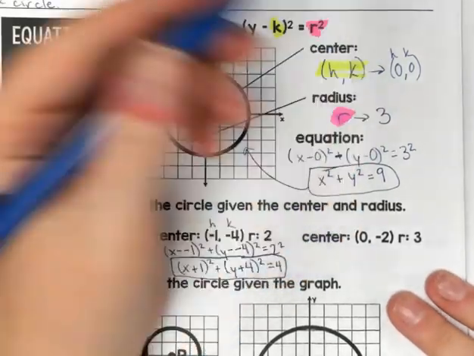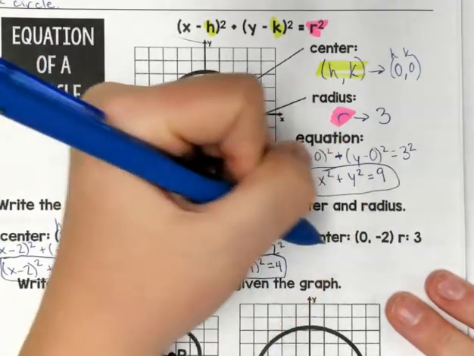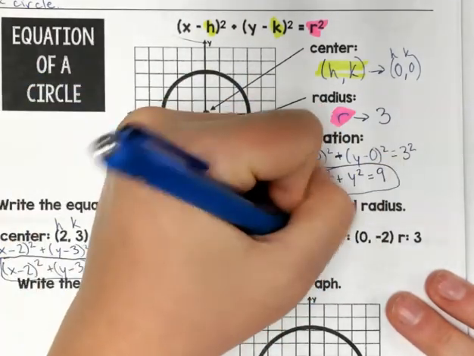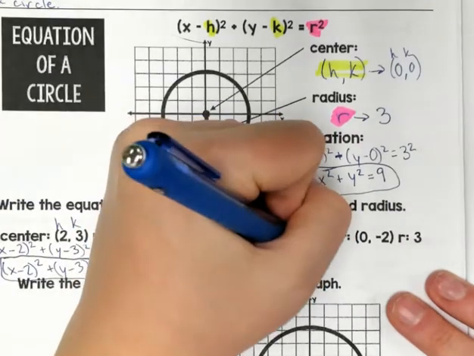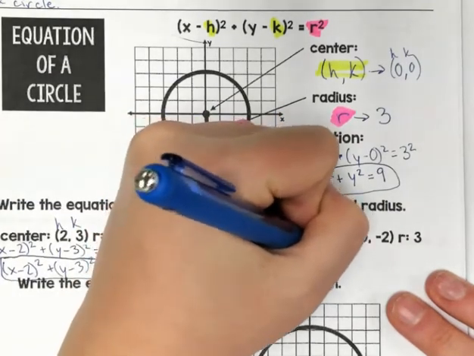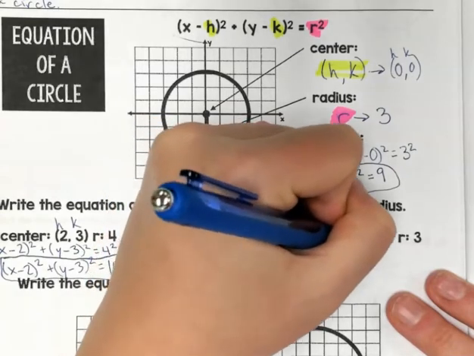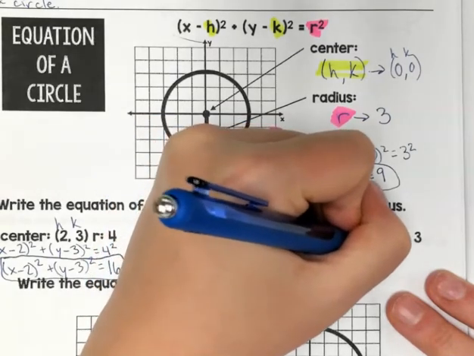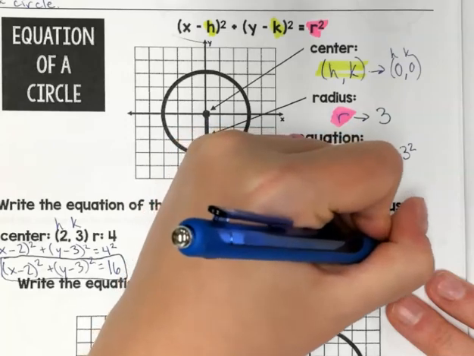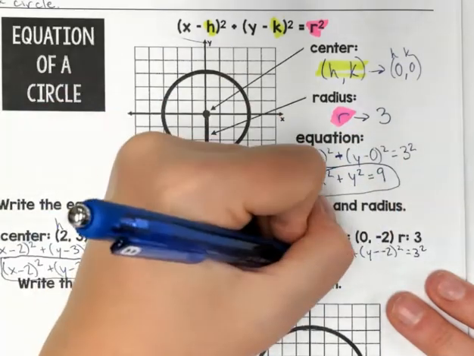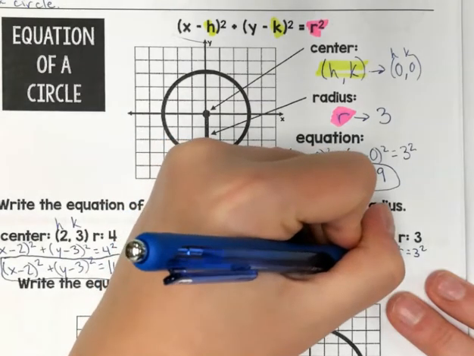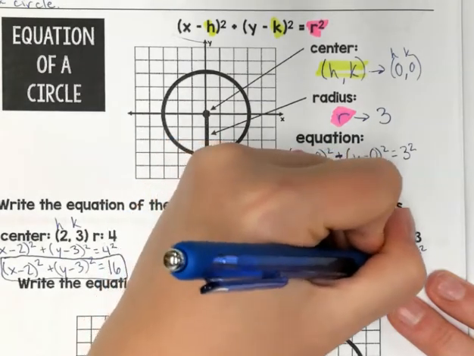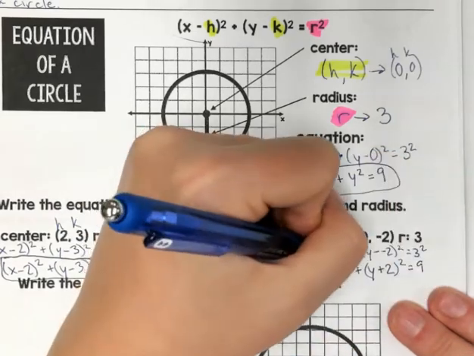Alright, so hopefully you paused the video. You're restarting it now. So I'm going to write it out twice. So x minus 0 squared plus y minus -2 squared equals 3 squared. So it becomes x squared, y plus 2 squared equals 9.